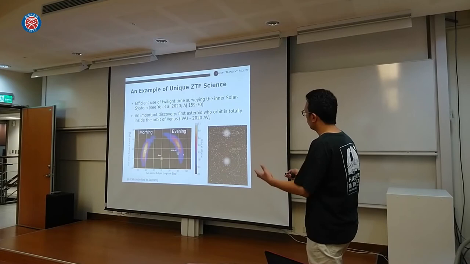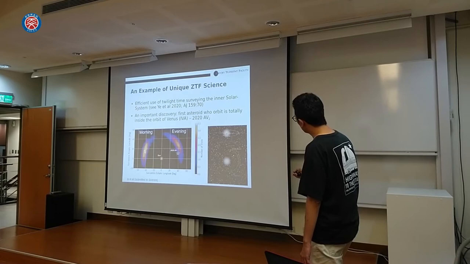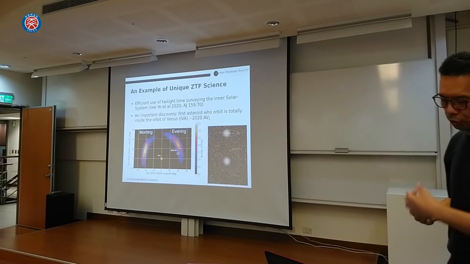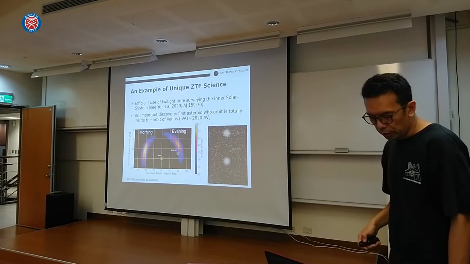So this is the first orbit, this is the Venus orbit, so this guy is totally inside Venus. Other surveys either forget about the twilight time or they do not have this big field of view to be efficient for this kind of survey. So I think at least this is very unique and special for the ZTF.